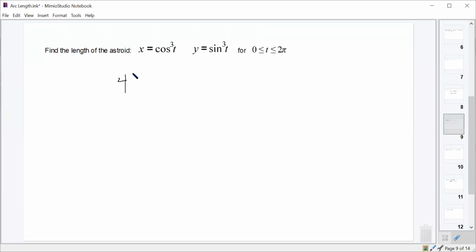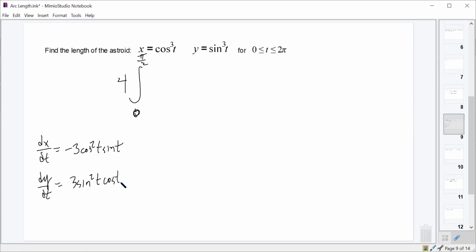So it should be 4 times the integral from 0 to pi over 2. And we need to find what dx/dt and dy/dt are. So what's dx/dt? Negative 3 cosine squared t sine t. And what about dy/dt? It should be 3 sine squared t cosine t. And now we'll put each of those into there squared.